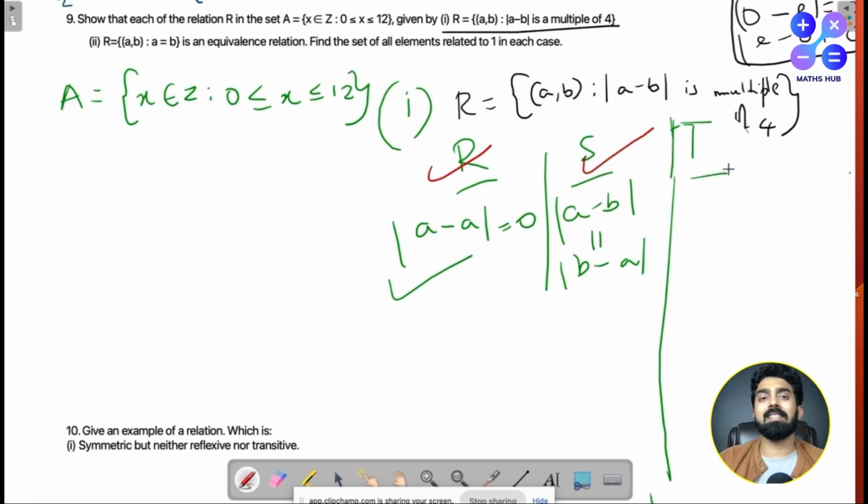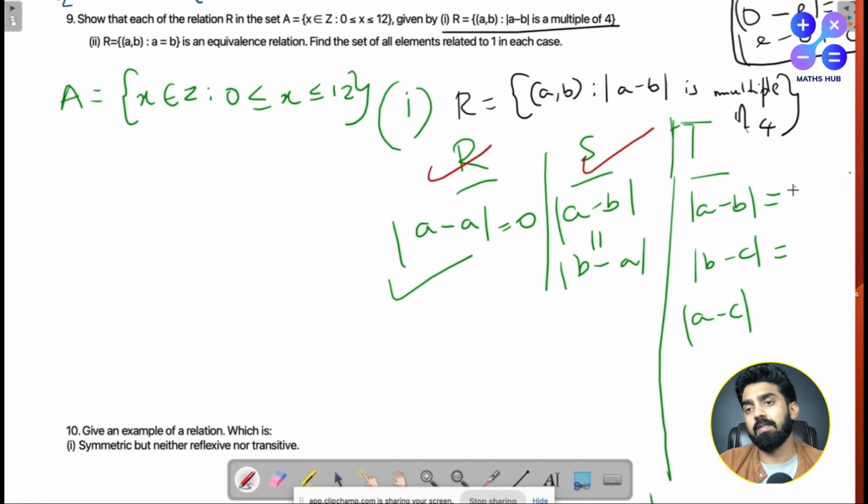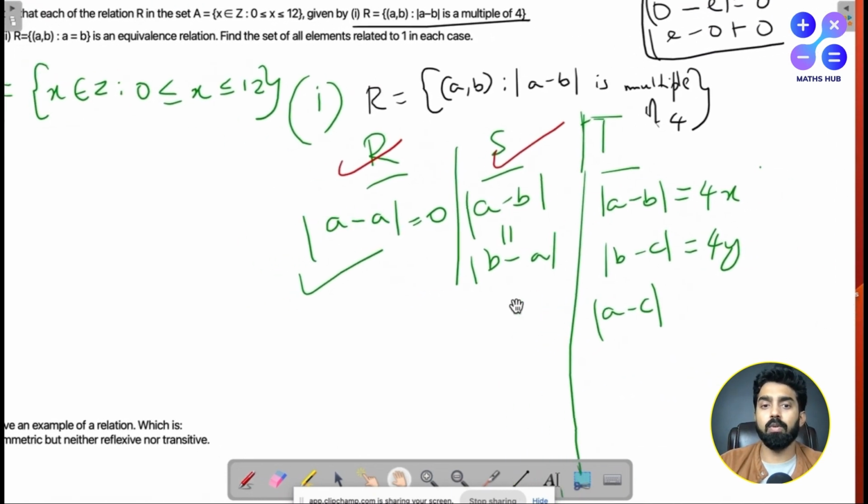Great. Now let's see whether it is transitive, right? If A minus B is a multiple of 4, and if B minus C is a multiple of 4, will A minus C be a multiple of 4? Now, there's an interesting way you can do this. If A minus B is a multiple of 4, then you can say mod A minus B is 4x. If B minus C is a multiple of 4, you can say mod B minus C is equal to 4y, because it's a multiple of 4 and you have some factor next to it, correct? So instead of this, you can say A minus B is either plus or minus 4x.